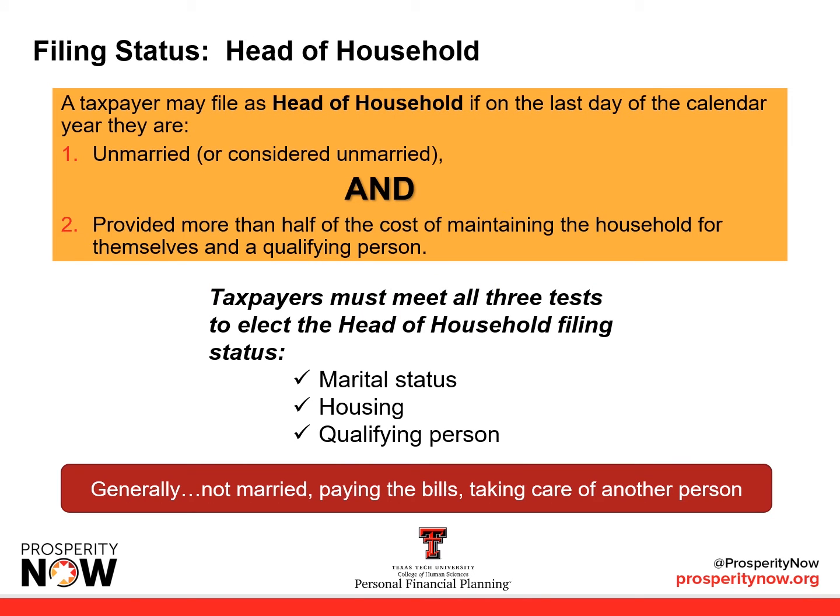A taxpayer may file as head of household if on the last day of the calendar year they are unmarried or considered unmarried, and provided more than half of the cost of maintaining the household for themselves and a qualifying person. Taxpayers must meet all 3 tests to elect the head of household filing status: marital status, housing, and qualifying person. Generally speaking, this is someone who's not married, paying the bills, and taking care of another person.